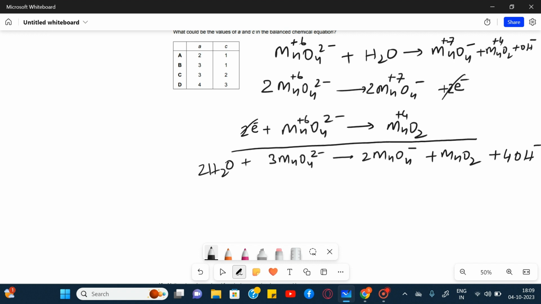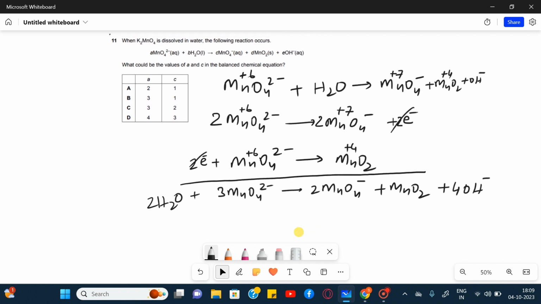And the question is, what is the value of A and C in this one? A is the coefficient of MnO4 2 minus, which is 3, and C is the coefficient of MnO4 minus, which is 2. So the correct answer should be 3 comma 2. C is the correct answer.